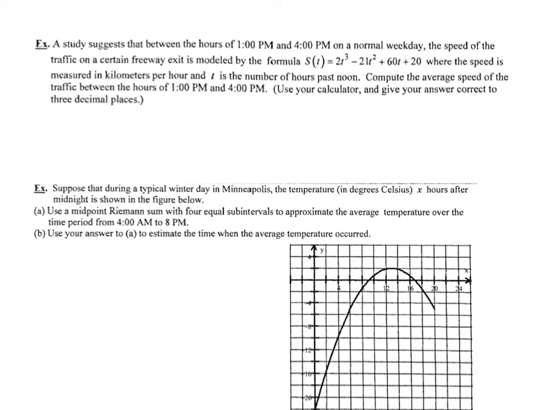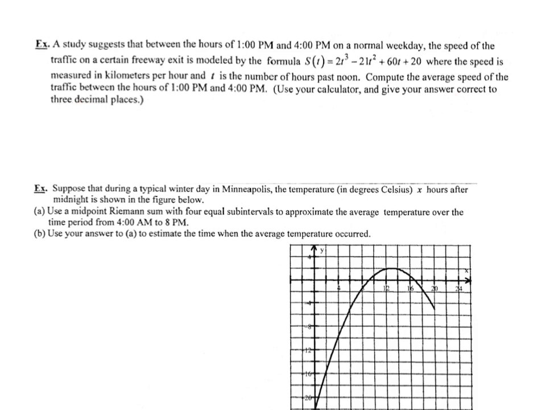What I've got here is an example where it says, a study suggests that between 1 p.m. and 4 p.m. on a normal weekday, the speed of traffic on a certain freeway exit is modeled by this formula, S of t, where the speed is measured in kilometers per hour, and t is the number of hours past noon. It says compute the average speed of the traffic between the hours of 1 p.m. and 4 p.m. Use your calculator and give your answer to 3 decimal places.